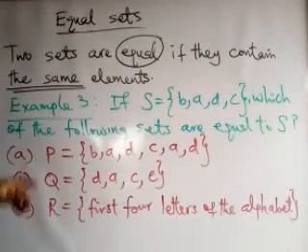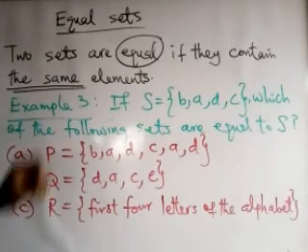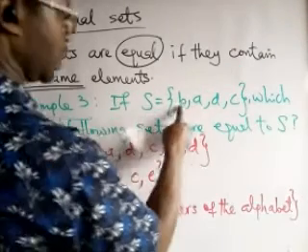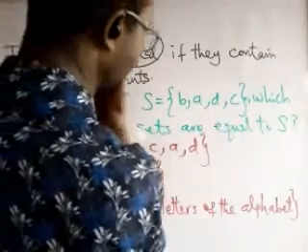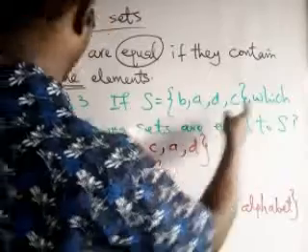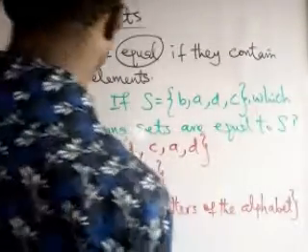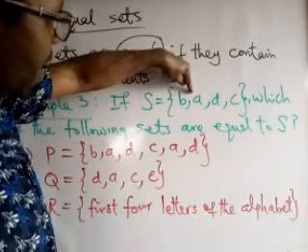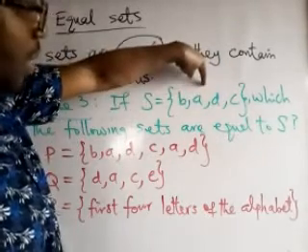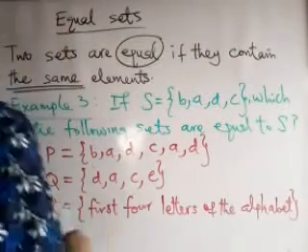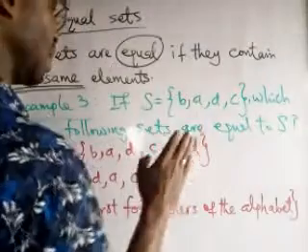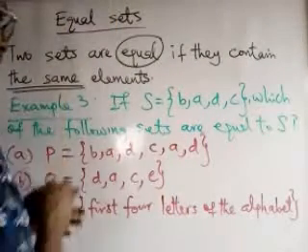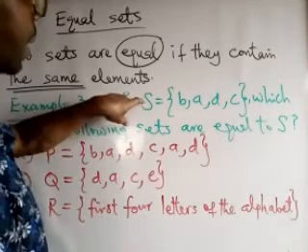So look at this example. Example 3. If S equals B, A, D, C, you can rearrange this anyhow you want. Which of the following sets are equal to S? I look at this B, A, D, C. If I want to rearrange it, it will be A, B, C, D. Can you see that? So if I check any other set and I have A, B, C, D as the only members of that set, then that will make the set equal to this S.